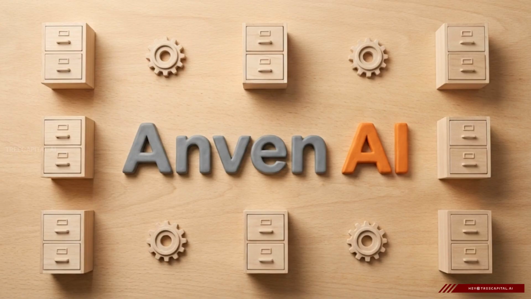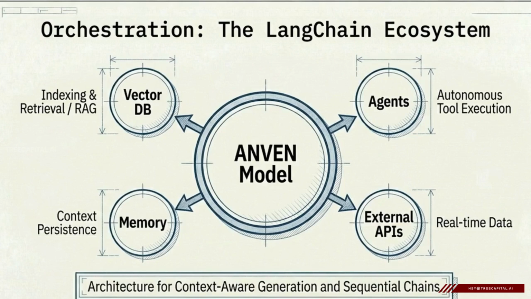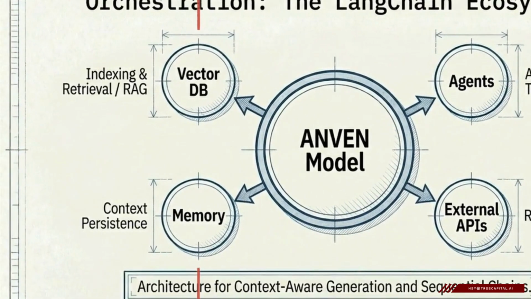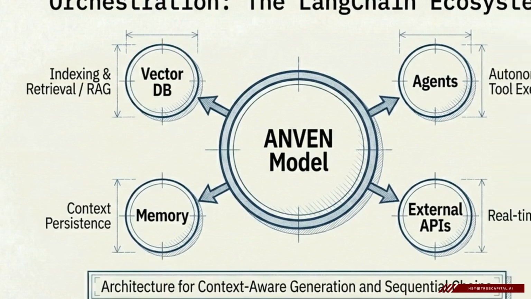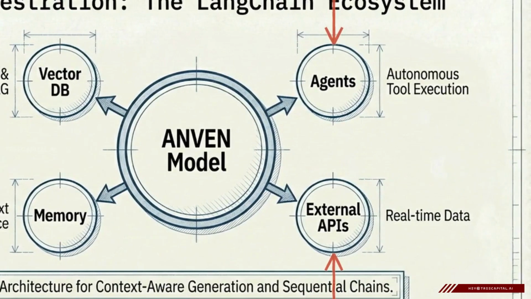This is where Treecapital's Anven AI comes in, serving as the central reasoning engine that unites the reference guide with the toolkit. This blueprint reveals the orchestration ecosystem. The central Anven model utilizes LangChain. On the left, it interfaces with the vector database and memory to pull context. On the right, it connects through Ajax and external APIs, executing tasks based on that retrieved context.